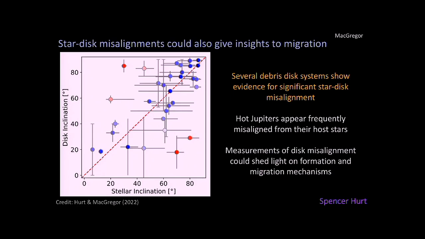In this case, the sources in red here actually have these really significant misalignments between the disk and the star. And so I think that this points to the case that debris disks maybe really aren't actually aligned with their host star, and that's going to tell us some really interesting things about the dynamics of these systems.